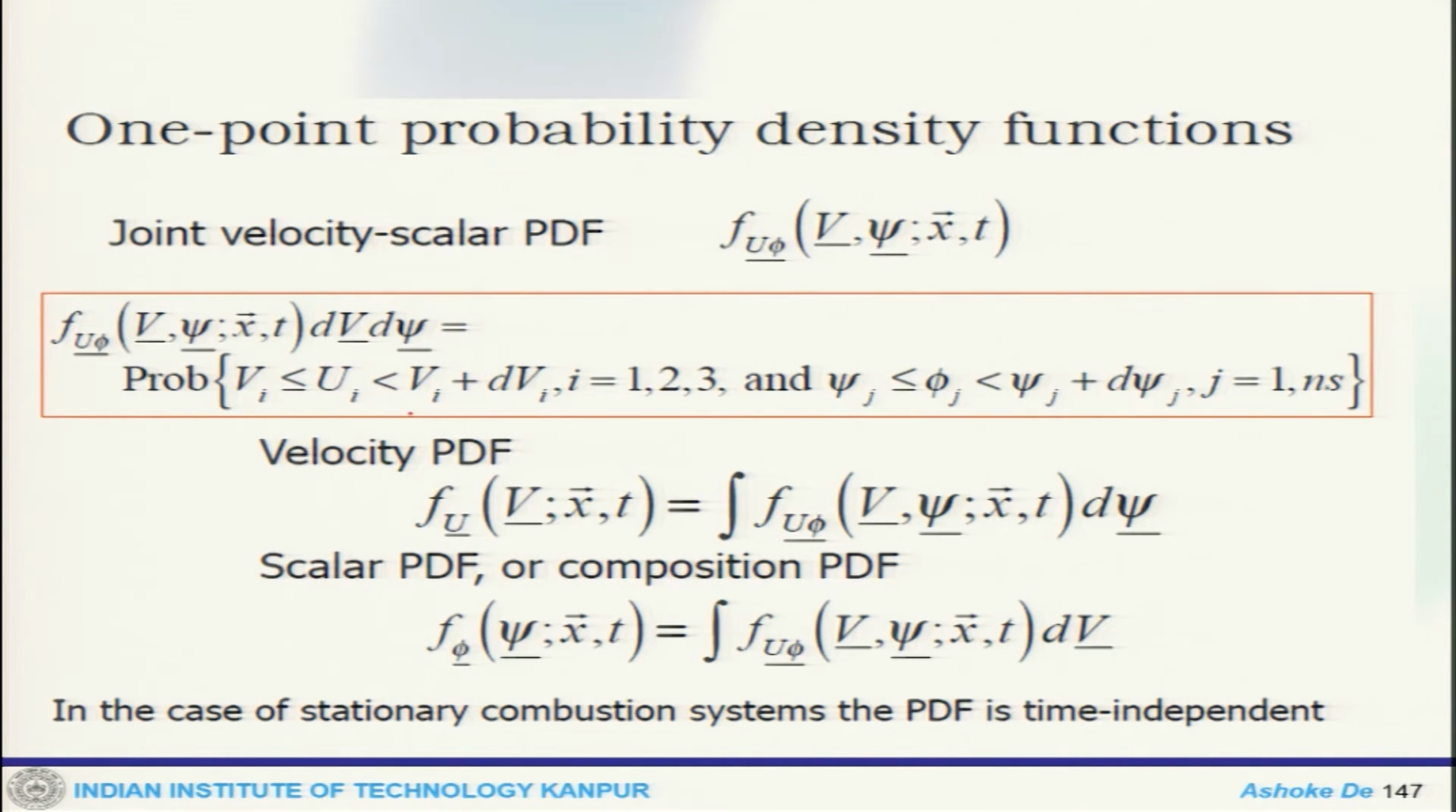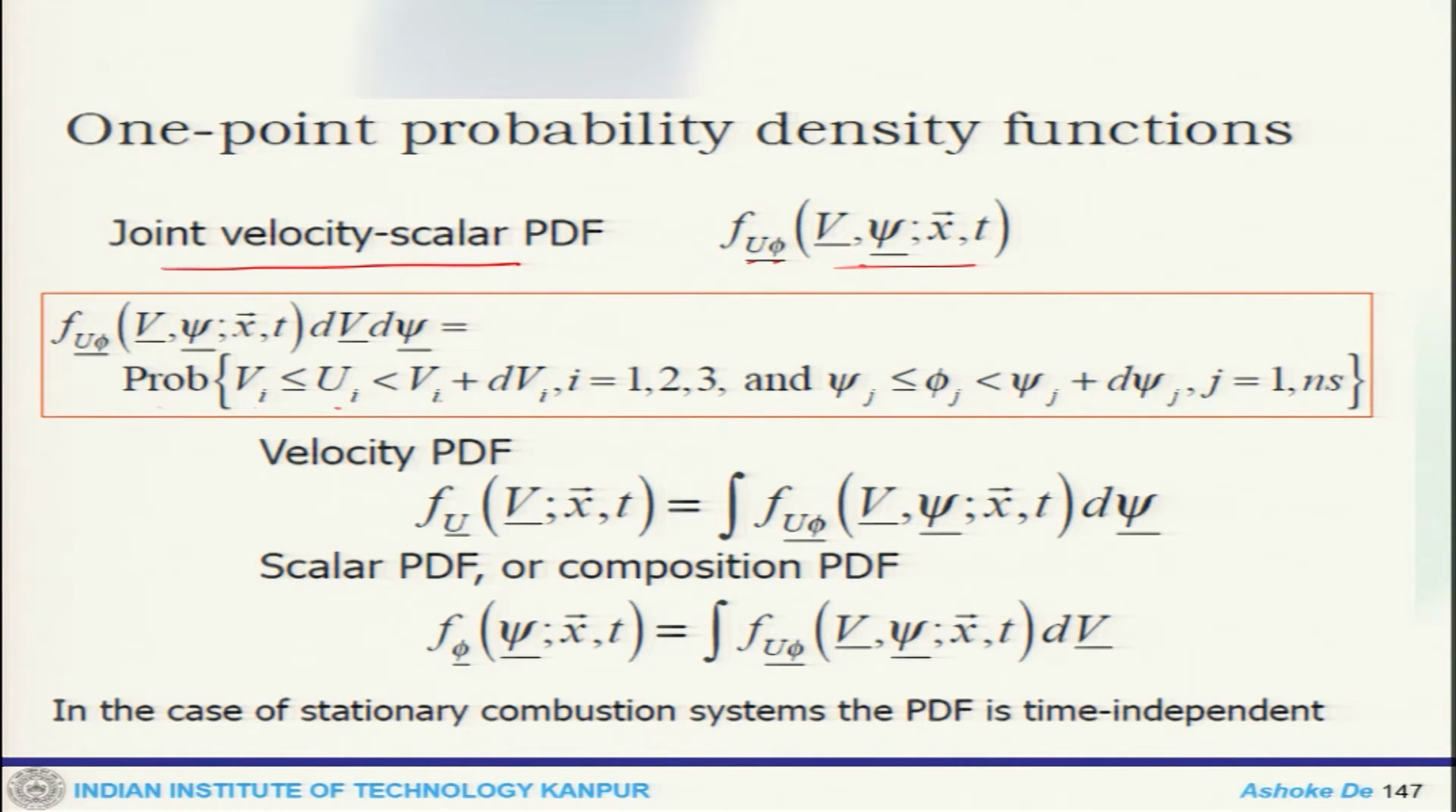So, one point probability density function, this is how we define the joint velocity scalar PDF, where you have the velocity component and the scalar. So, this is how you define the PDF function. If you look at the PDF function, that is the probability of finding this velocity component between these limits and the scalar composition between these limits.